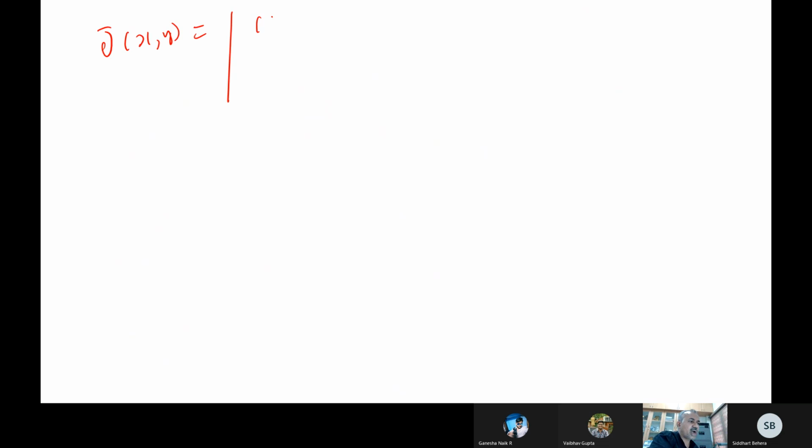This becomes cos theta, minus r sin theta, then sin theta, then r cos theta. And I have to do the inverse also. So here, what will be the Jacobian matrix? Tell me, what is the Jacobian here? cos theta, minus r sin theta, sin theta, r cos theta. What's the value?